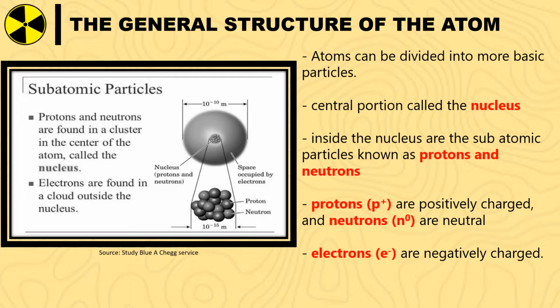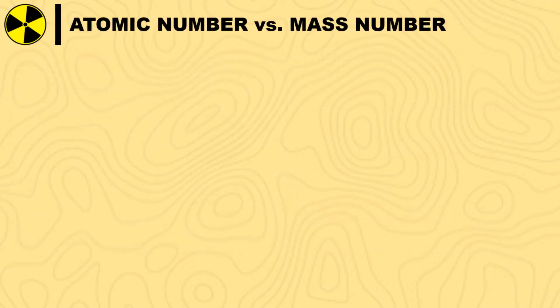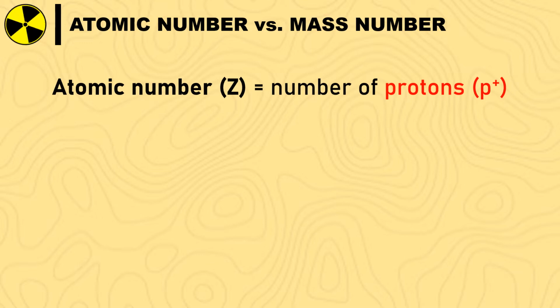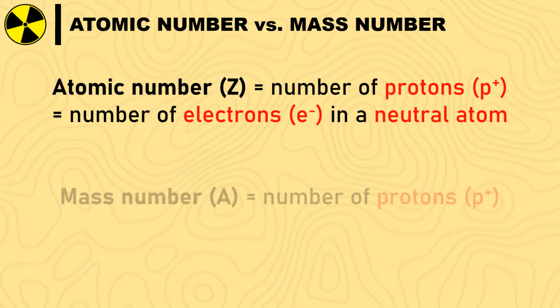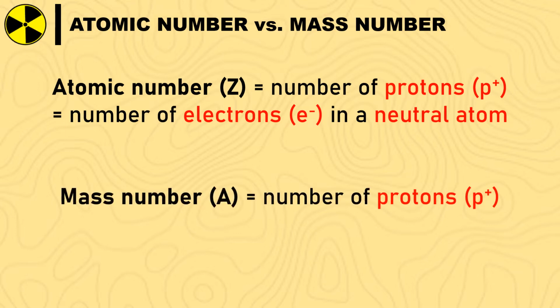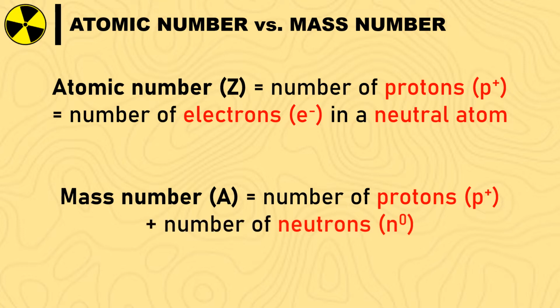Did you know what information can be derived from these subatomic particles? The number of protons in an atom's nucleus denotes the atomic number that is found in the periodic table, while the total number of protons and neutrons denotes the mass number. To summarize, atomic number Z is equal to the number of protons, which is also equal to the number of electrons in a neutral atom, while mass number is equal to the number of protons plus the number of neutrons.